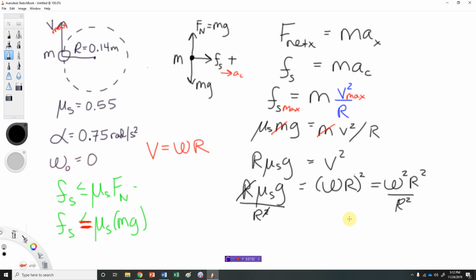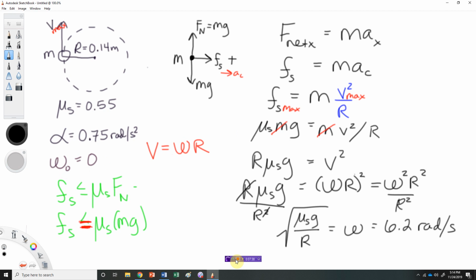And so when I do all my algebra out, I get that the square root of mu g over radius will get me omega. If I put the numbers in, I'm not going to show that, but it does come out to 6.2 radians per second. Next I need to figure out how much time it would take to get to that speed with this acceleration and starting from rest.